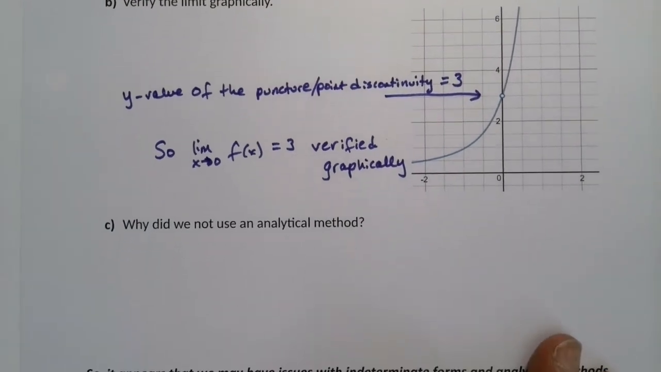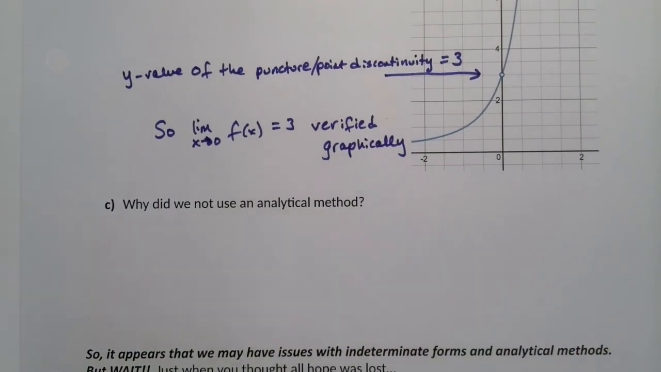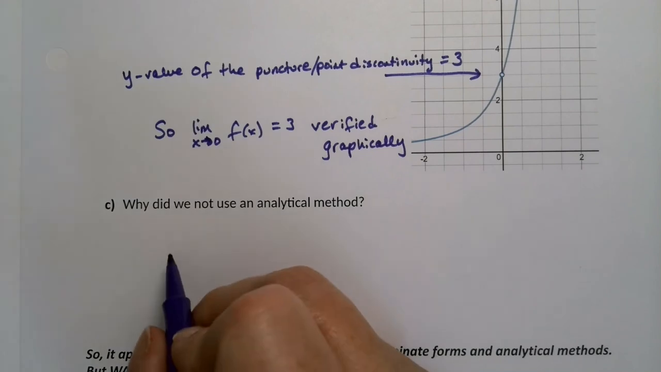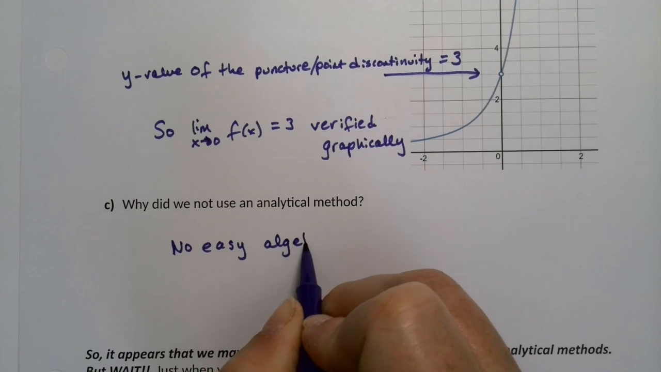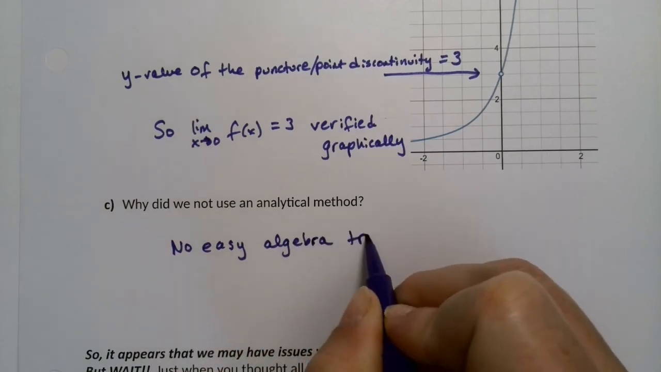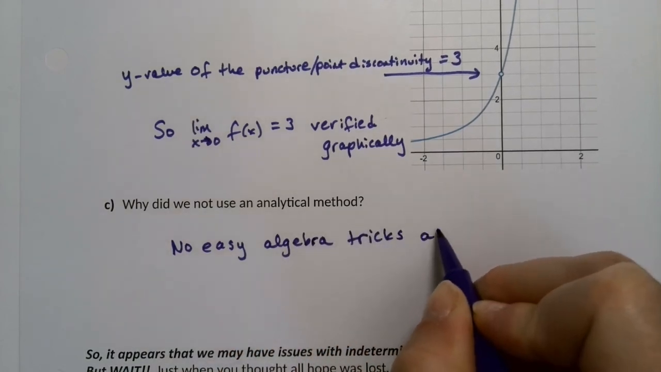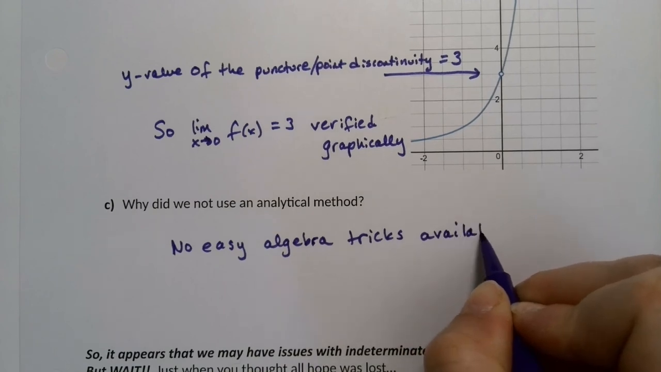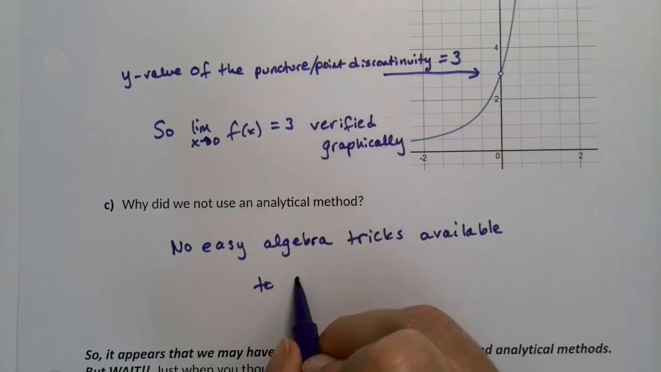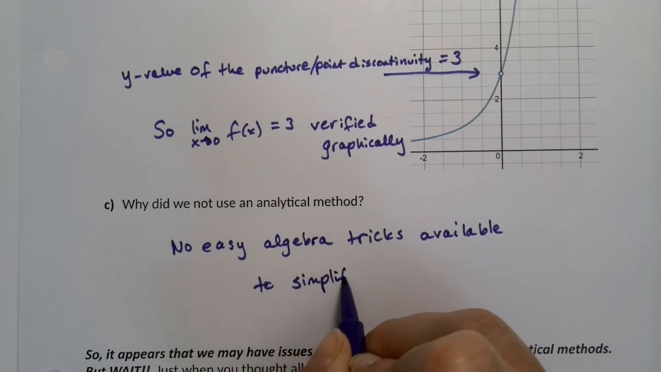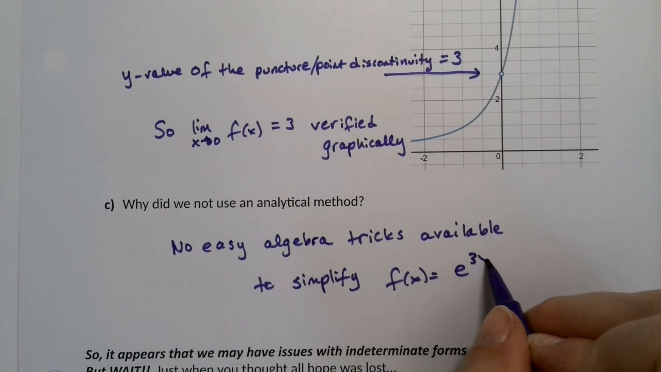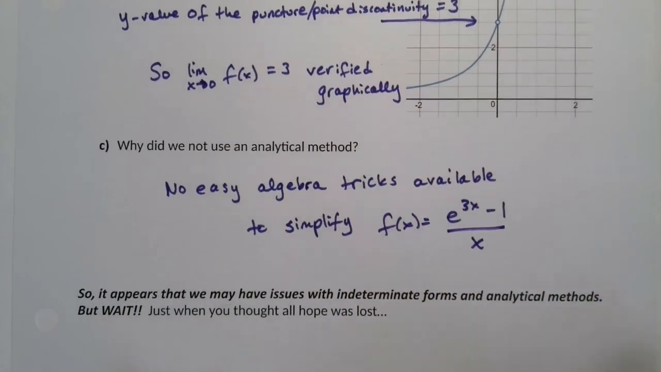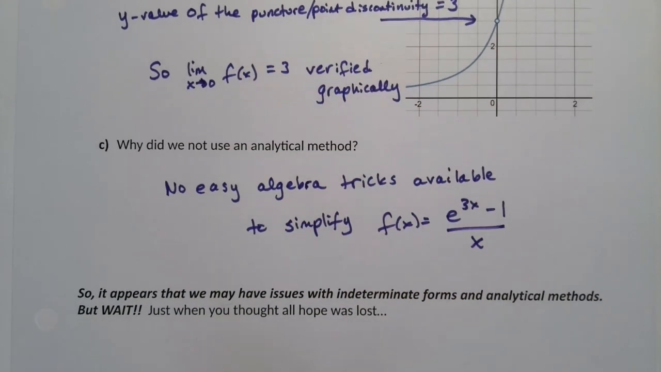Now, why did we not use an analytical method? Because there's no easy algebra tricks available to us. It's not as straightforward as some of the other functions that we worked with to simplify that value. f of x equals e to the 3x minus 1 over x. We don't have an easy way to do that.